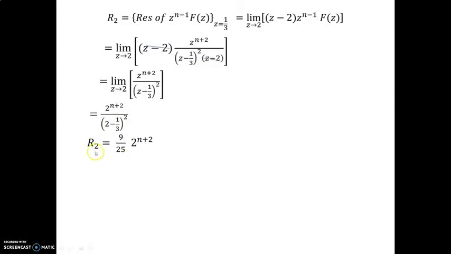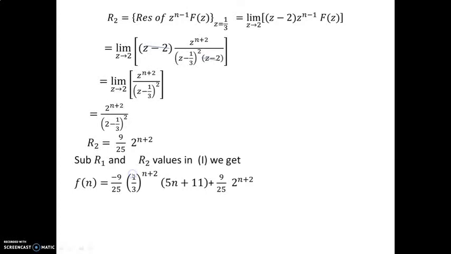So substitute the values for R1 and R2 in the first equation, that is f of n equal to minus 9 by 25 (1 by 3) the whole power n plus 2 (5n plus 11) plus 9 by 25 2 power n plus 2. Simplify these two terms, taking out the common term 9 by 25, we get minus (1 by 3) the whole power n plus 2 (5n plus 11) plus 2 power n plus 2.